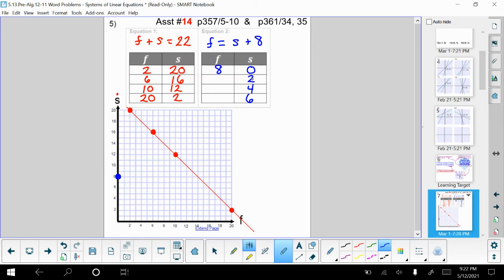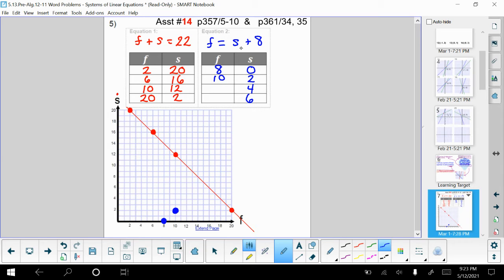What if we substituted in 2 now for the s, second number? 2 plus 8 is 10. Oi, Mr. Callan, I just wrote the wrong point. 8, 0 would be where f is 8 and s is 0. 10, 2, when the f, first number, is 10, the s, second number, is 2.